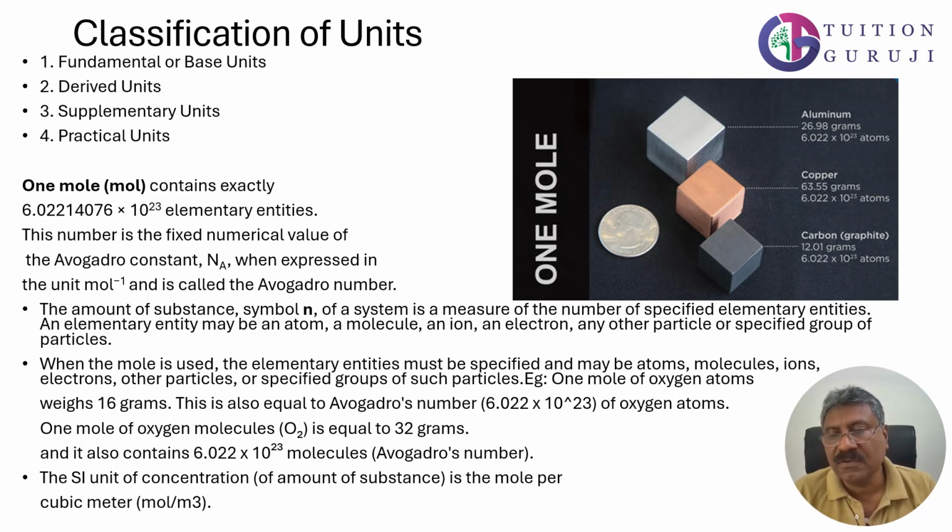Likewise, for carbon or graphite, the atomic mass is 12.01. Therefore, 12.01 grams of carbon will contain Avogadro number of atoms. Then 1 mole of oxygen molecules: one oxygen molecule contains 2 atoms. That means it's 32 grams. So 32 grams of oxygen will contain Avogadro number of oxygen molecules. The SI unit of concentration of the amount of substance is the mole per cubic meter.